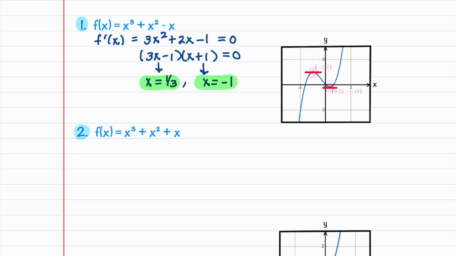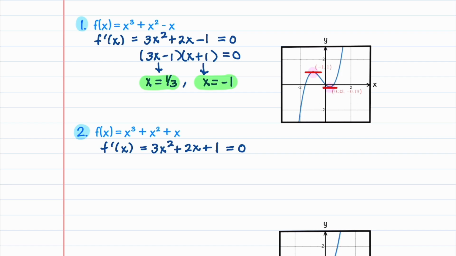Let's now look at our second example. In this example, we're given that f of x is equal to x cubed plus x squared plus x. We're going to begin by taking the derivative. F prime at x is equal to 3x squared plus 2x plus 1. And we're going to set this equal to 0. Now we have to factor this. When I look at this, I cannot see an easy way to factor it. So we are going to have to use the quadratic formula.